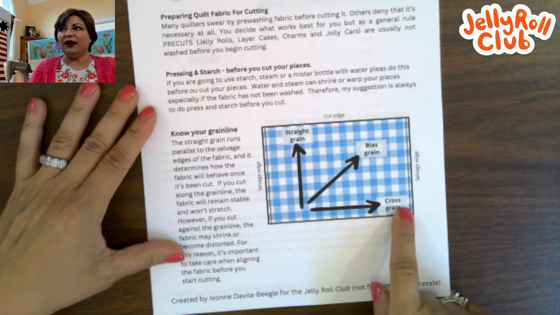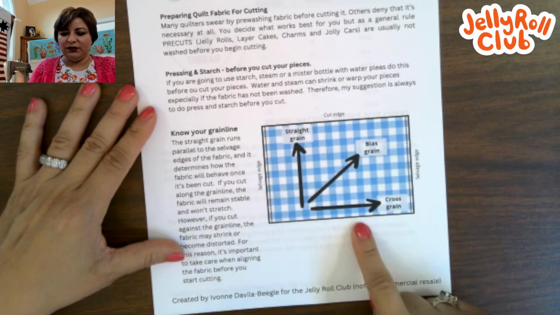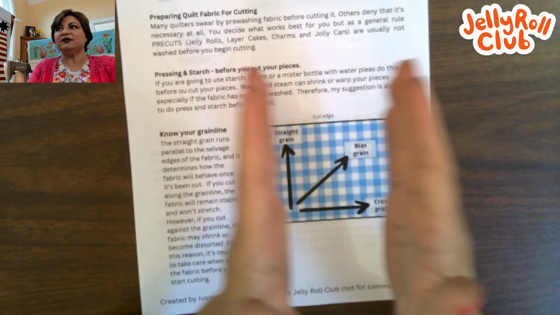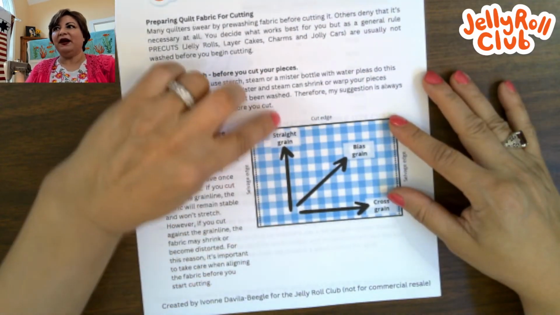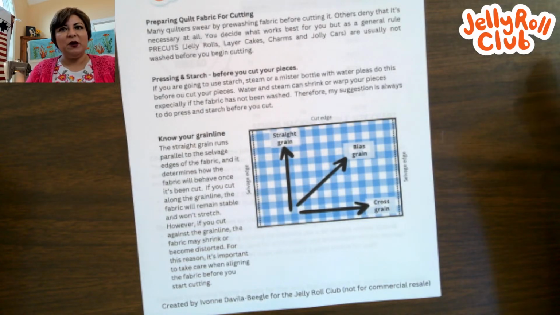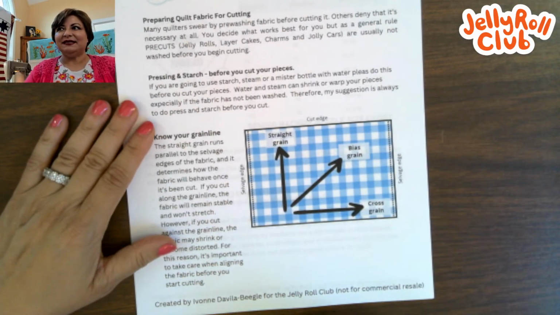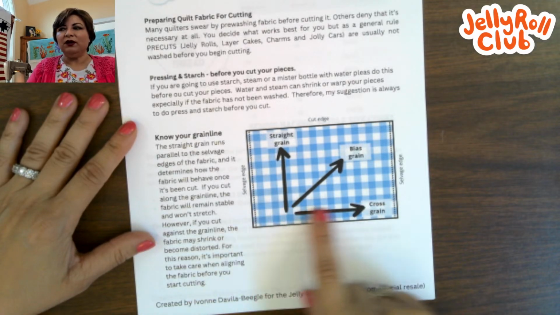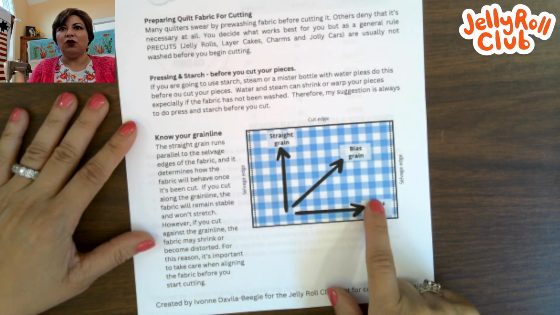Grain line. Grain line is the direction that fabric is woven. We talked about that last time. My preference is to cut strips straight of grain, which is parallel to the selvage. It's not always possible when you buy pre-cuts, but that's the ideal. And if you understand grain, it will shrink when you press things that have been cut cross grain.